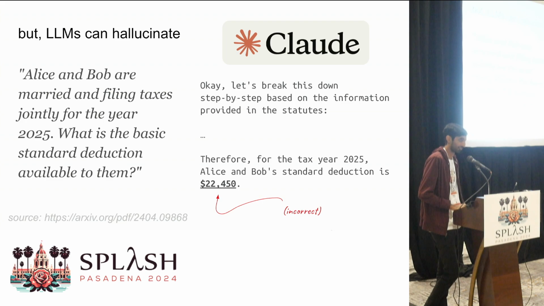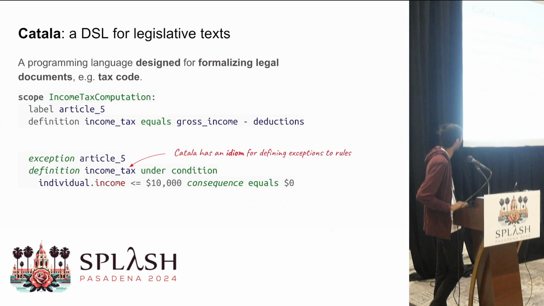And one such example of a programming language in the legal domain is Catala. So Catala is a DSL for formalizing legal documents. I'm sure many of us have used Catala in this room, and we actually later on have another talk that does concolic testing for Catala.